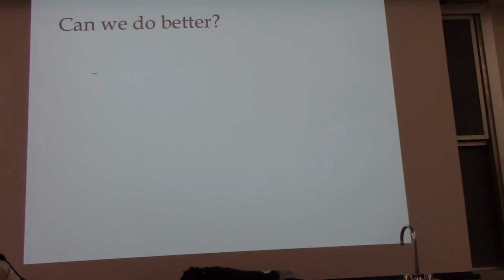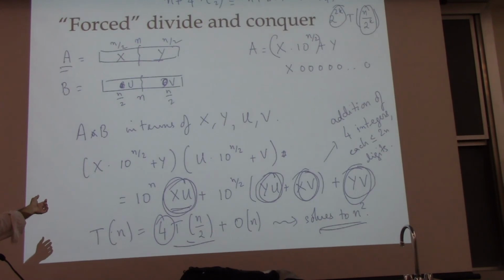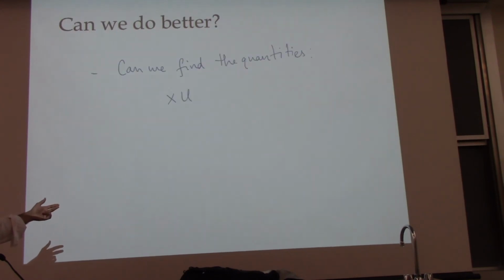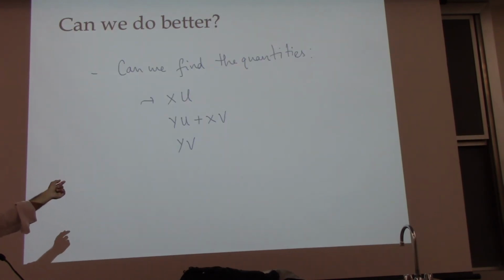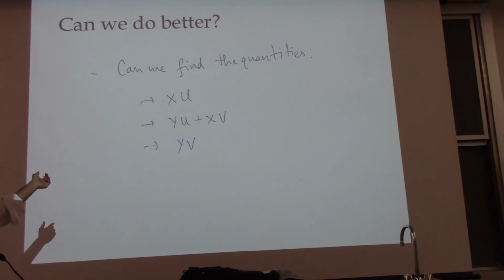So the question is, can we find the quantities? Remember what we want to find. We still need to find 4 quantities. The first is x times u, xu, yu, and so on. I intentionally wrote it down this way, because these are the quantities that you really need to find: the final answer is this times 10 to the n plus this times 10 to the n by 2 plus this.